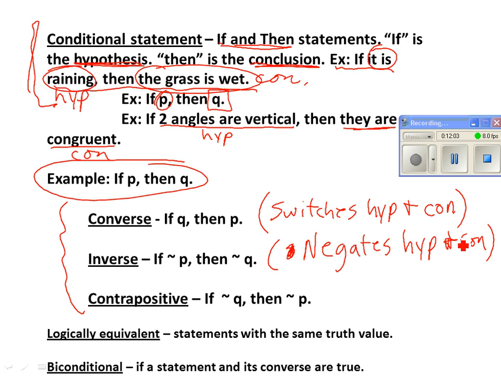What does the contrapositive do to a statement? It switches and negates, and that's what we're going to write down right here. Switches, if I can spell, and negates. Switches and negates.